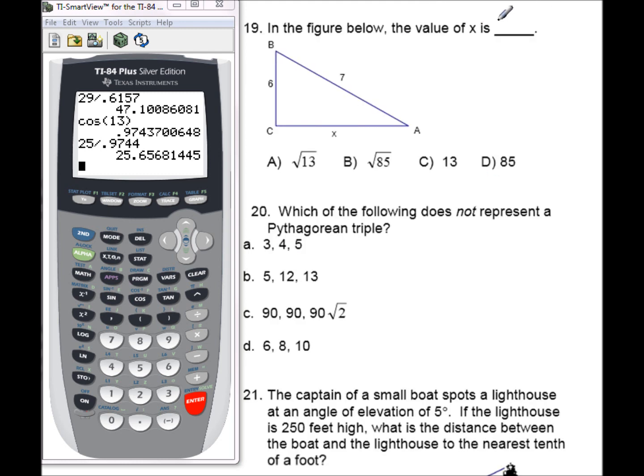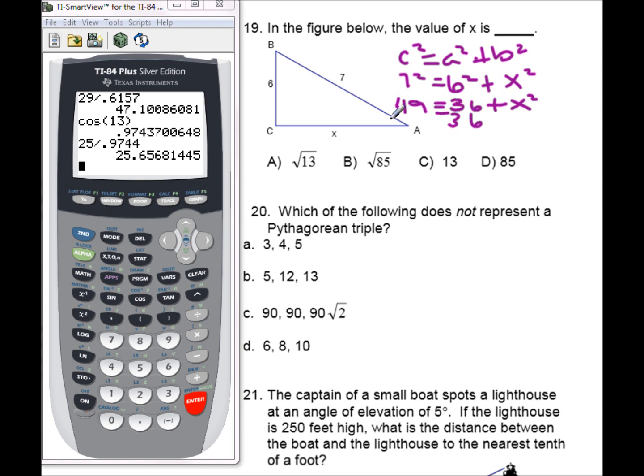Number 19. In the figure below, the value of x is, and this time we have to use the multiple choice. So we have two sides, and we're looking for the third. Definitely know what we're using: Pythagorean theorem, which is c squared equals a squared plus b squared. Okay, they give us c, which is 7, so we're going to square it. That equals a squared, which is 6 squared, plus b squared, I'll call x squared. 7 squared is 49, and that equals 6 squared, which is 6 times 6, which is 36, plus x squared.